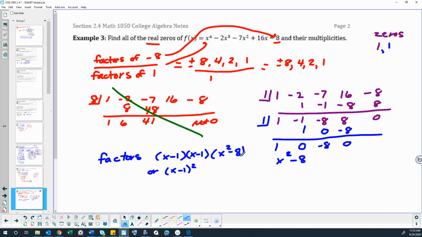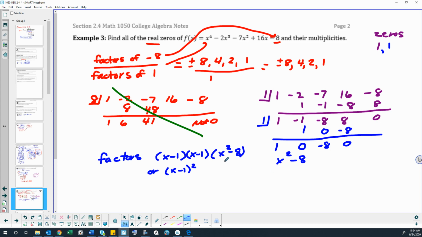Can we factor x squared minus 8? Well, only if we want to use irrational factors. If we want to use real factors, then no, because this would be like a difference of squares, but 8 is not a perfect square. So this would only work with integers if it was like 4 or 9 or 16. So 8 doesn't work, which is why we're going to have irrationals. So this one doesn't factor, right?